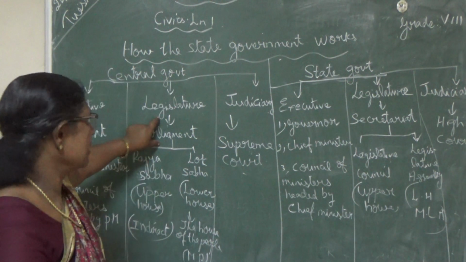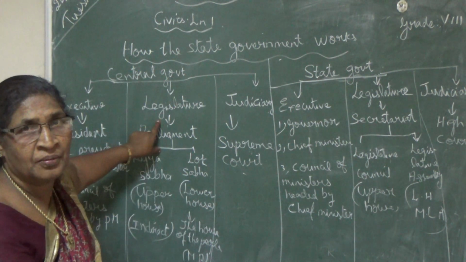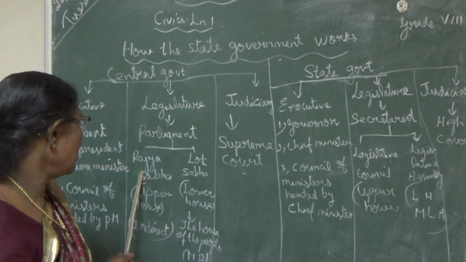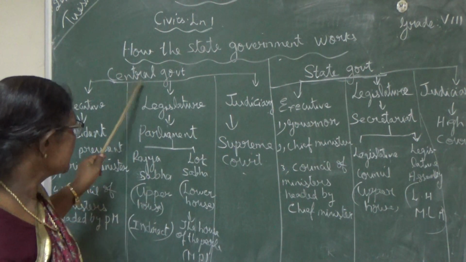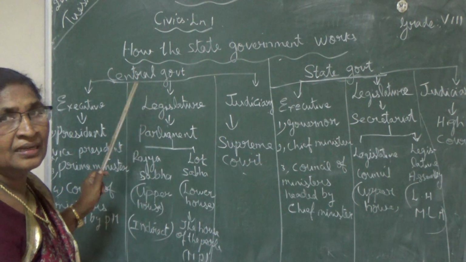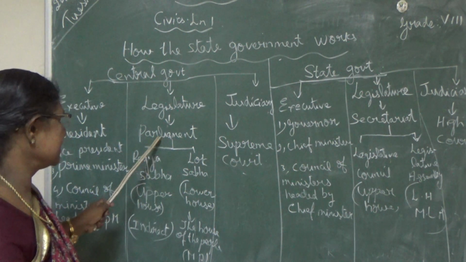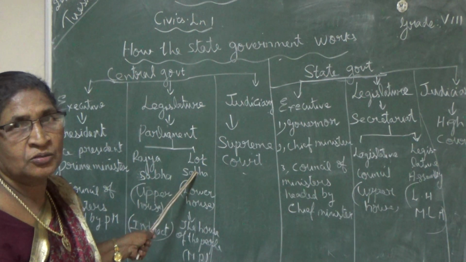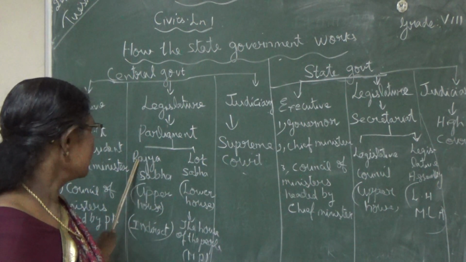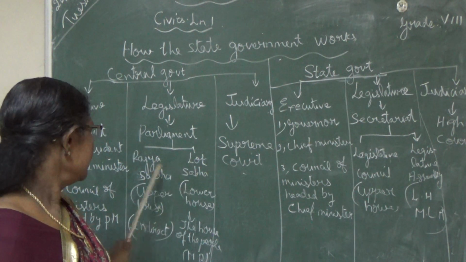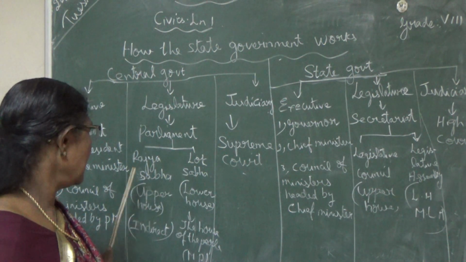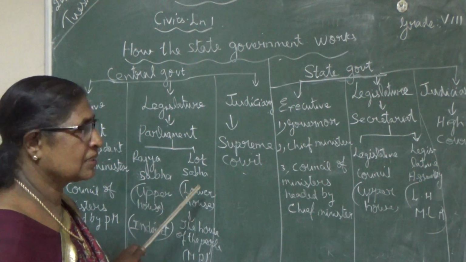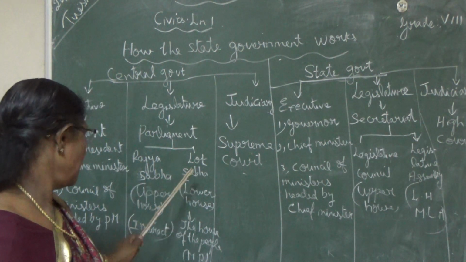This parliament has two houses, the Rajya Sabha and the Lok Sabha. That is the central government legislature, the parliament. Sabha means house. The Rajya Sabha is otherwise called the upper house, and the Lok Sabha is called the lower house.